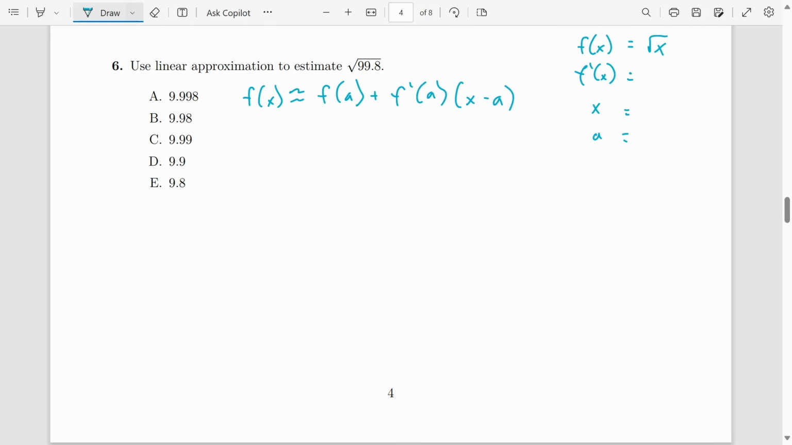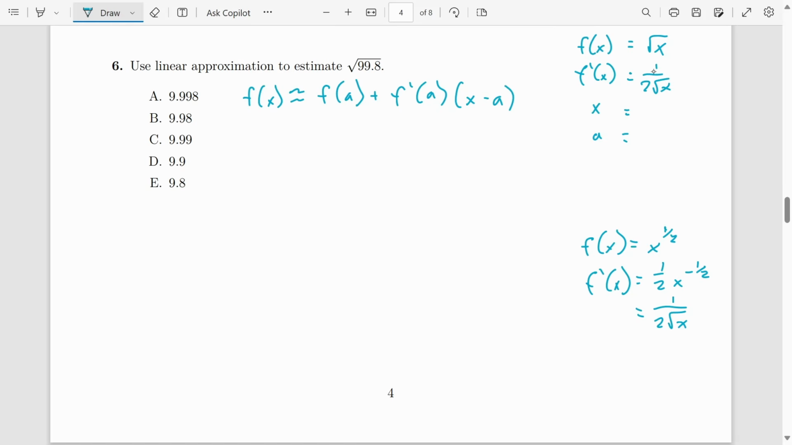f prime of x, this is just the first derivative. So if f of x equals x to the 1/2 power, f prime of x is going to be 1/2 times x to the negative 1/2 power, which equals 1 over 2 times the square root of x. So that's our f prime of x, 1 over 2 times the square root of x.